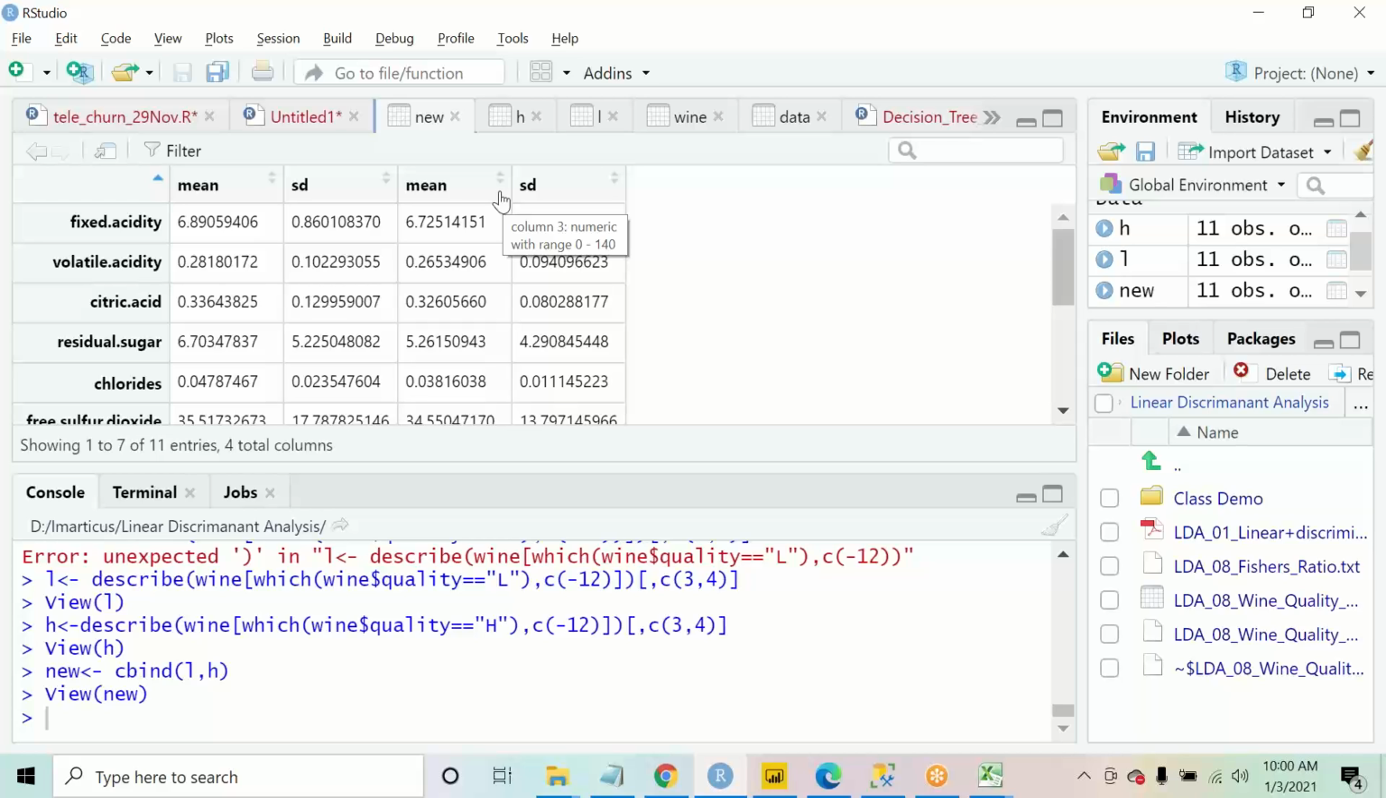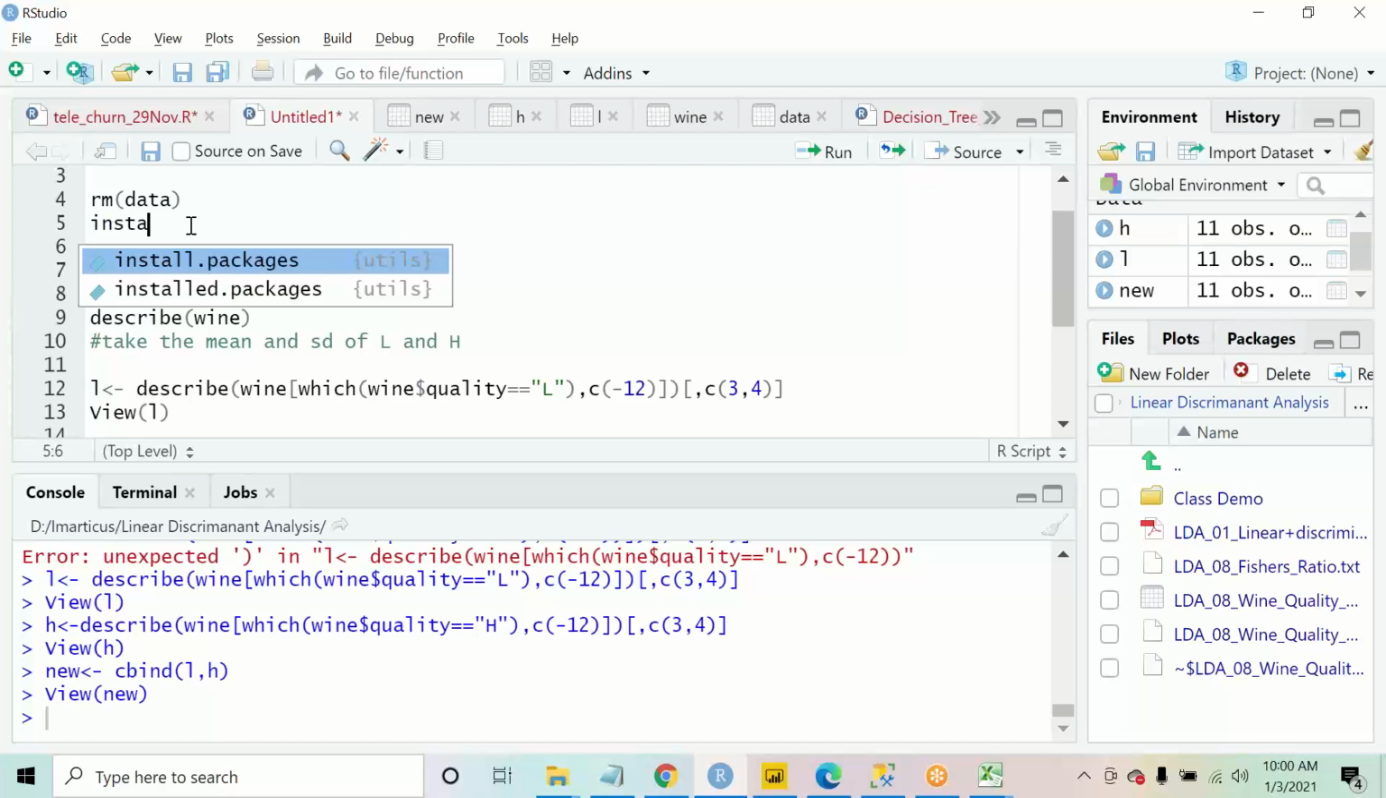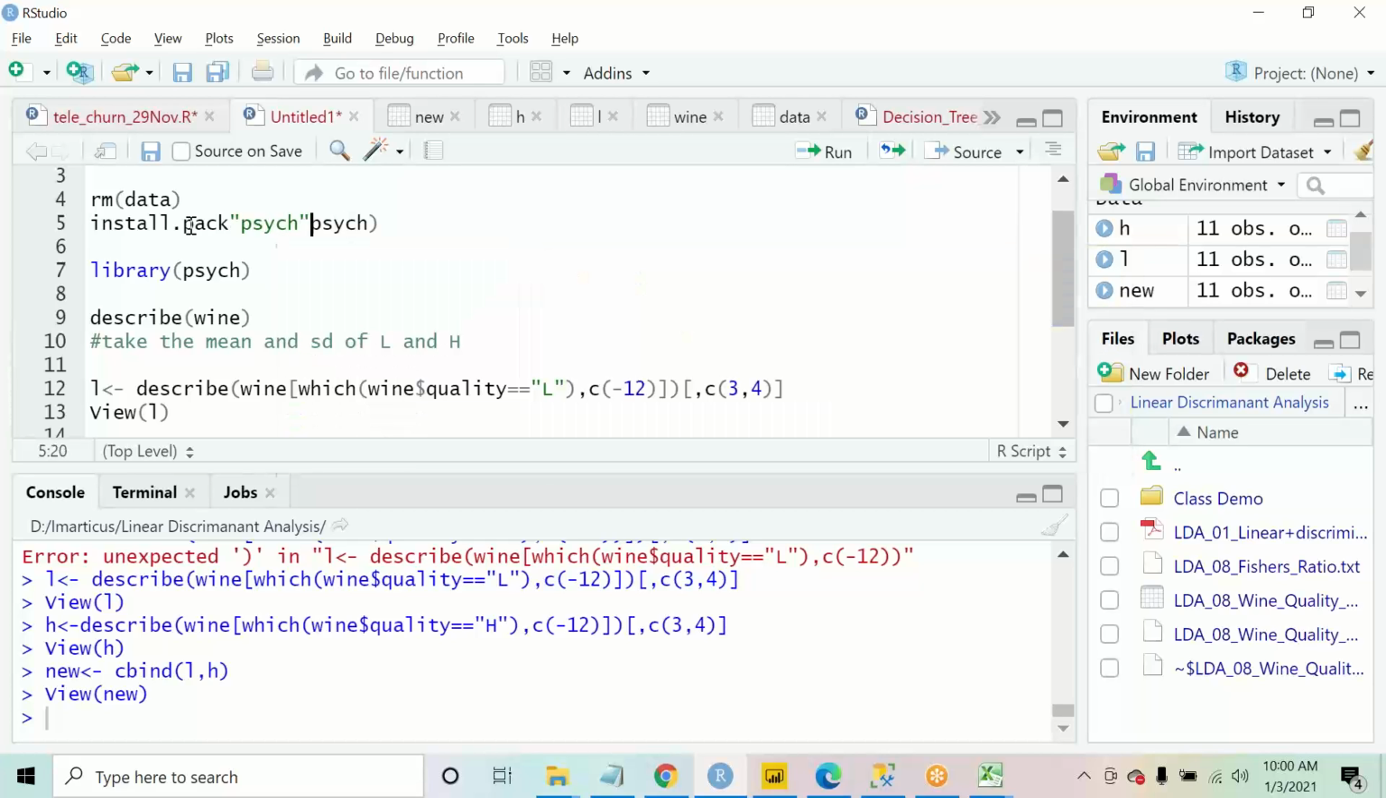So Satyaj, you will have to install the package first. The package is psych. If you do not find this, you will have to run the command install.packages psych. Then you will be able to run it.